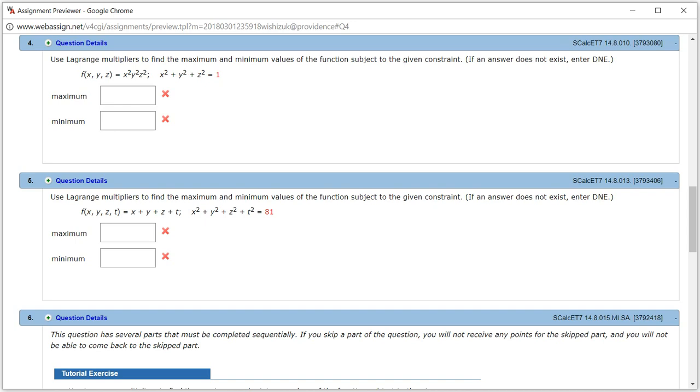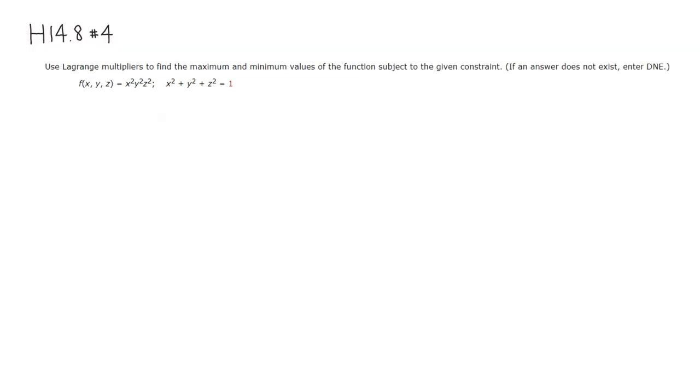All right, let's look at homework 14.8, problem number 4. Let's take the gradient of f and set that equal to the gradient of g times lambda, where this is g of x, y, z. All right, so let's do that.